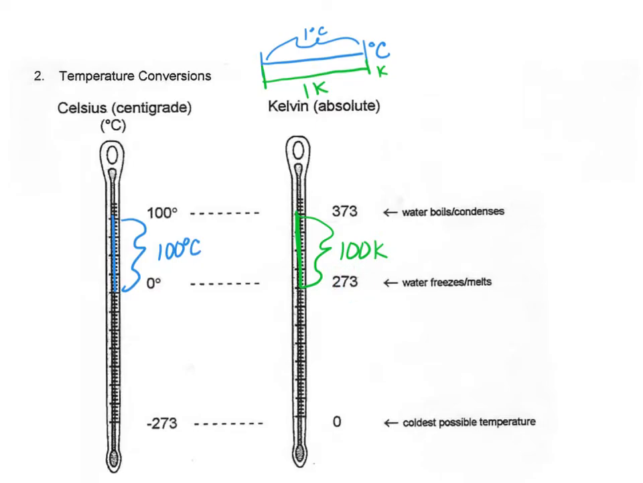0 degrees Celsius is equal to 273 degrees Kelvin, so that means we have to add 273 to whatever Celsius temperature we have in order to find the Kelvin temperature. So Kelvin temperatures are always higher numbers and Celsius temperatures are always lower numbers.